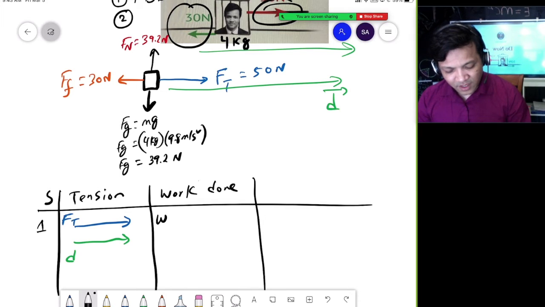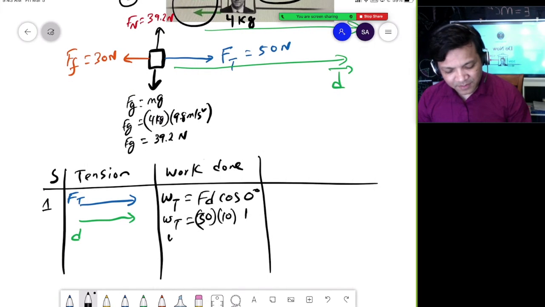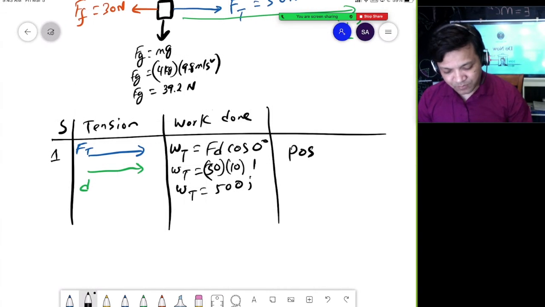So you're going to write work by tension force is equal to FD cosine 0 degree. Why is 0 degree? Is because the relation between this blue and green is 0 degree. So F is 50, D is 10, and cosine 0 degree is 1. So 500. Work done by tension force is 500 joule. Okay, 500 joules. So positive work is done. Okay, type of work.